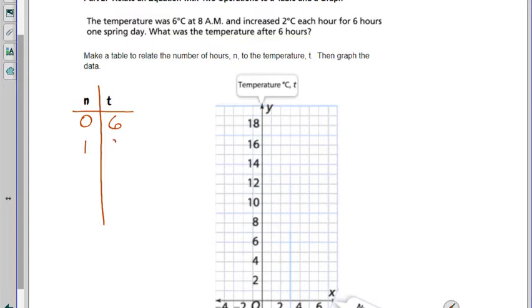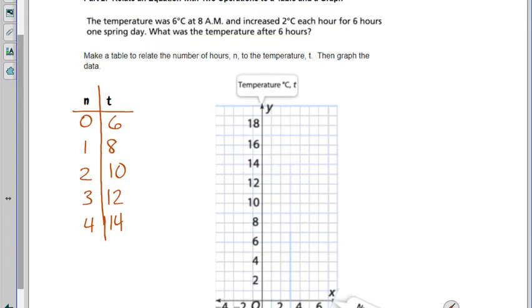After an hour, it was 8. After 2 hours, it was 10. After 3 hours, it's 12. And after 4 hours, it was 14 degrees. Well, as we look for a pattern, you might notice that we can't get from 0 to 6 except by adding 6. You can't multiply 0 by anything to give you 6, so it's plus 6.